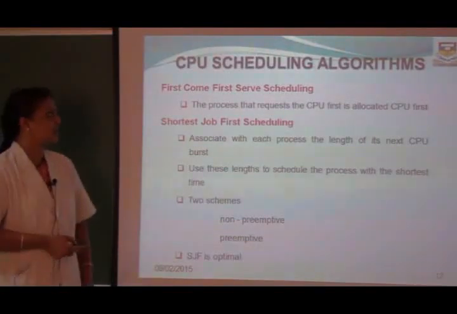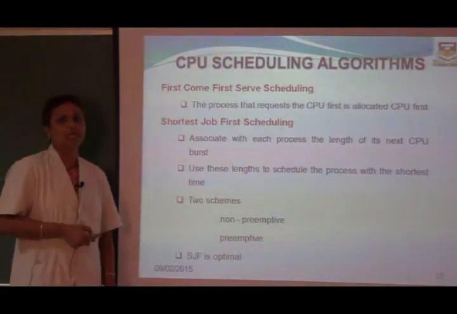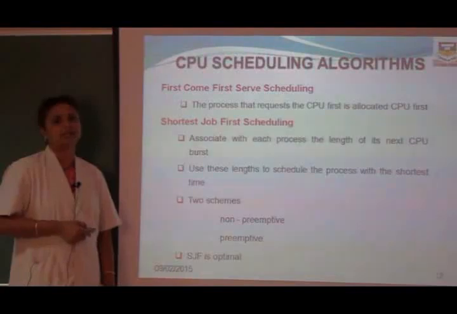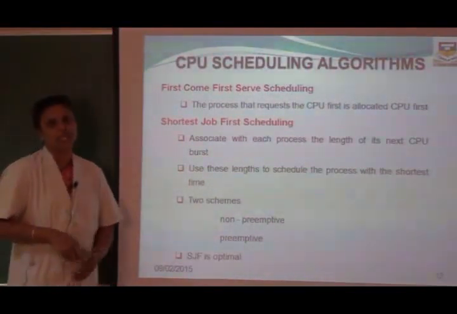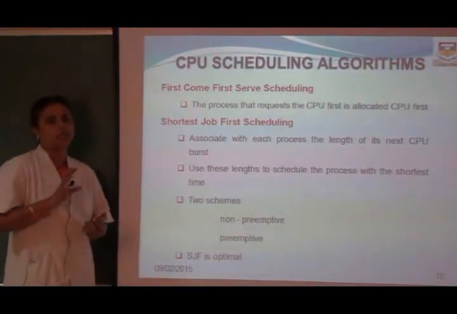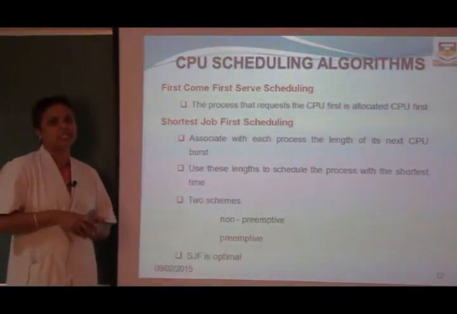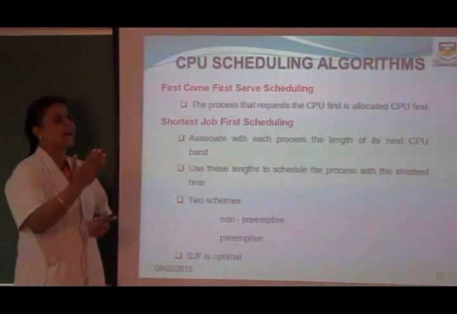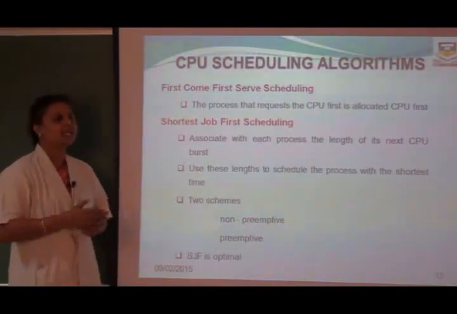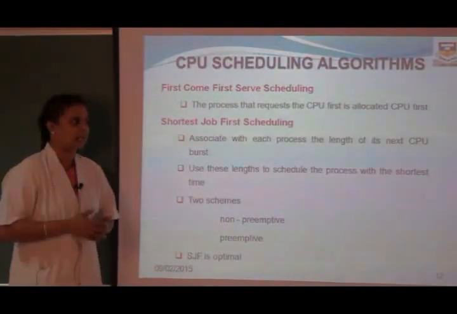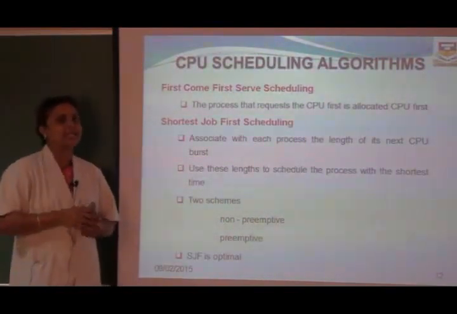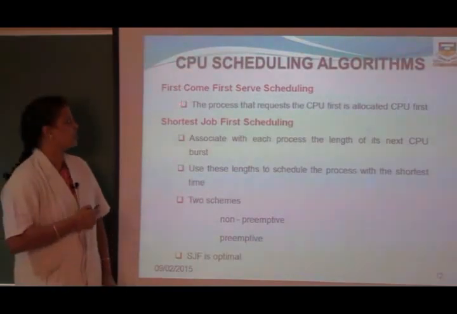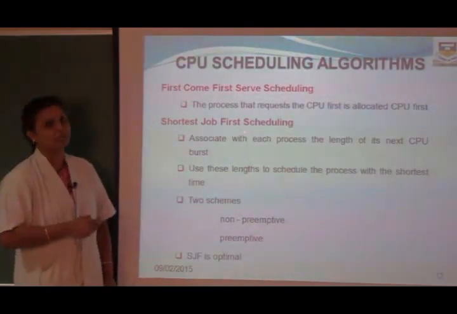So these scheduling algorithms are deciding at what time which process should be selected for assigning the CPU. The first method is first come first serve scheduling. In this case, processes are selected for assigning the CPU in the order in which they are arriving into the ready queue. That is the order in which they are sending the request. The first process sending the request to get the CPU is getting the CPU first. So this is very simple to implement.